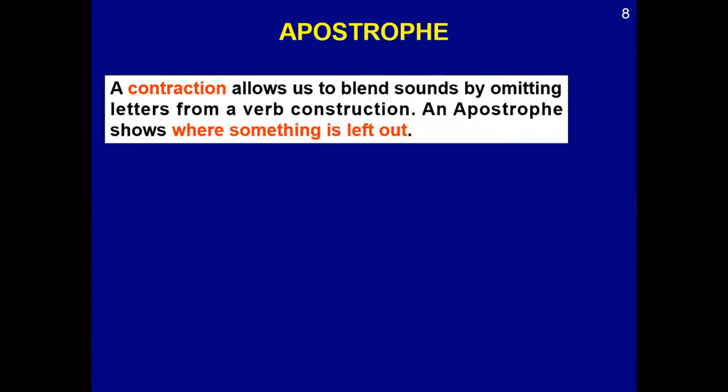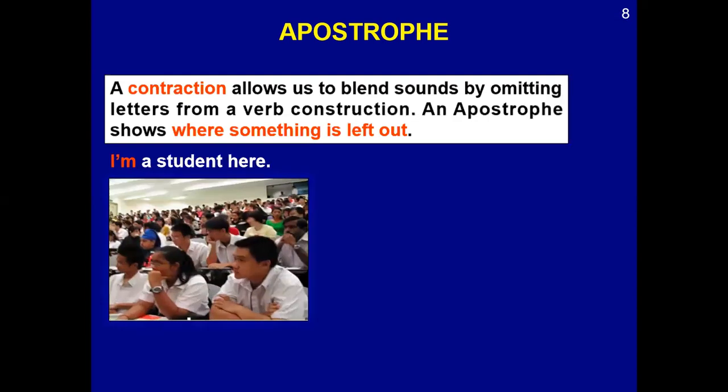An apostrophe shows where something is left out. Usually when we talk about contractions, when we contract words, these are usually nouns and mostly verbs. Example: I'm a student here. So I'm is equal to I am.